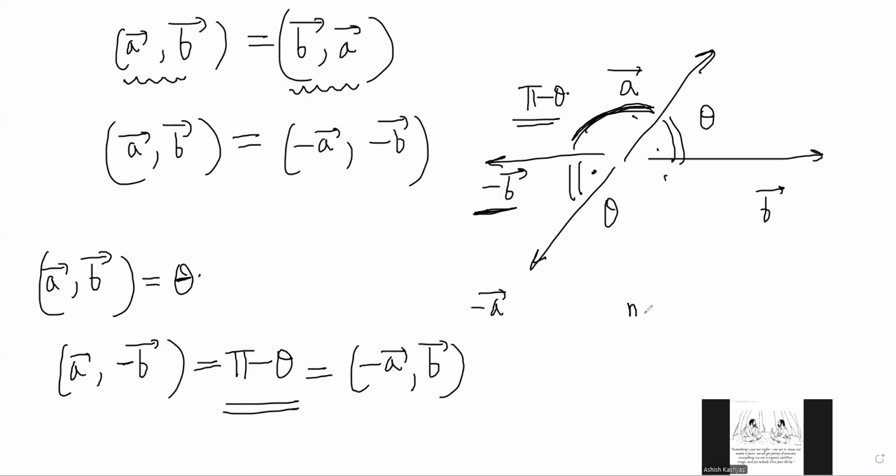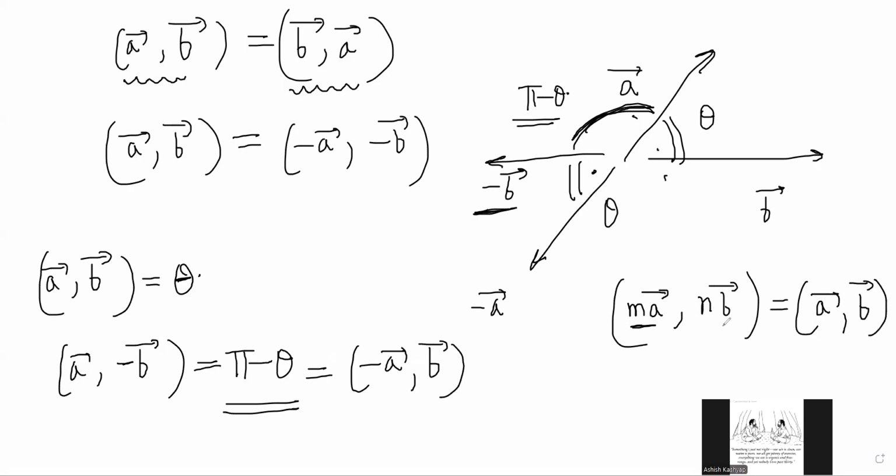Also, one last thing here, the angle between m times A and n times B is the same as the angle between A and B, because scalar multiplication only changes the magnitude of the vectors, it doesn't touch the direction. So this is the same direction, so it will have the same angle between the two of them, right? So those are some basic facts about angles between vectors. Now we start talking about collinear vectors.